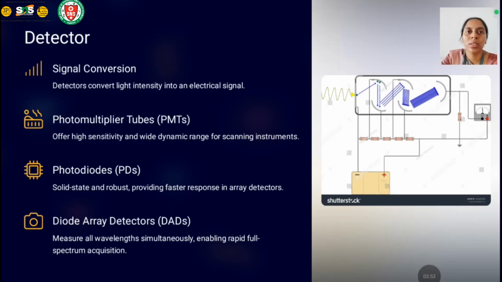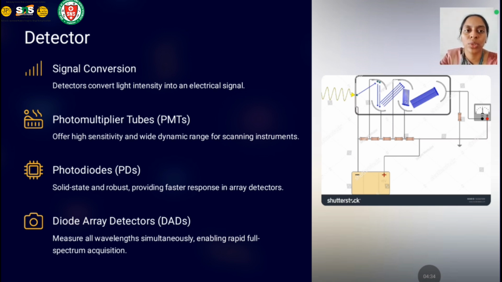Then detector. Detectors are devices that convert light energy into an electrical signal. The signal conversion converts the light intensity into an electrical signal. The photomultiplier tube is one of the detectors, which is the most sensitive one and is used in many instruments including the UV visible spectrophotometer. The photomultiplier tube consists of a cathode and a series of dynodes. They work by the principle of multiplication of photoelectrons by secondary emission of electrons. It can detect even weak signals. It can multiply the signals to the extent of 10 to the power of 6.